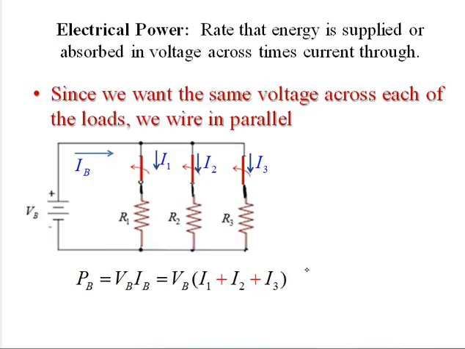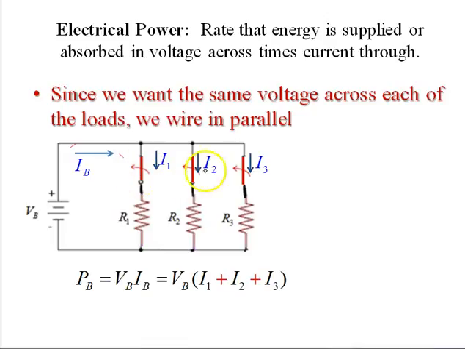Since we want the same voltage across each of our loads, that's how we wire our loads. We wire them in parallel. In digital logic, we want 5 volts across our loads for our integrated circuits. So for that 5 volts, we're going to want to wire all our loads in parallel. What that means is that the power supplied by the battery is going to be the sum of all these powers. And that's going to require the battery to drive more power.